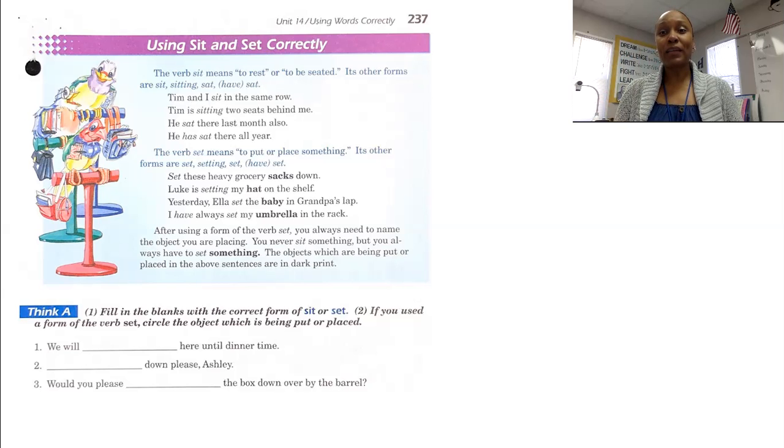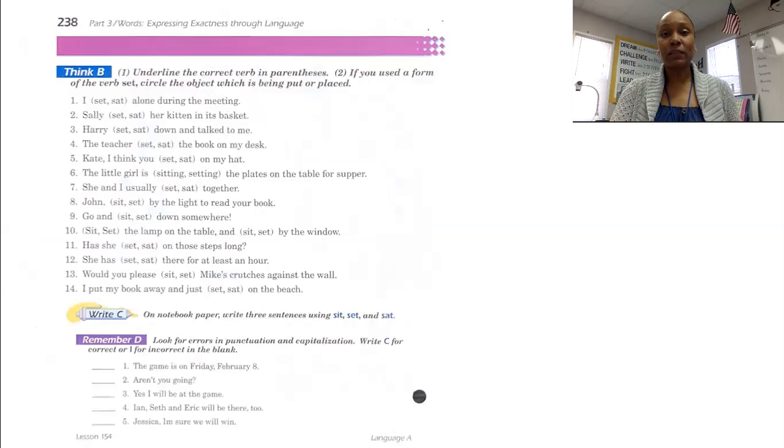As we move forward, I would like for you now to direct your attention to the next page, which is page 238, and we are going to look at Think B together. So first of all, in Think B, it was asking you to underline the correct verb in parentheses. The second thing it was asking you to do is if you used a form of the verb set, you are to circle the object which is being put or placed. So I want you to skip down to number 4 in this case. It says the teacher set or sat the book on my desk. Yes, the teacher set the book on your desk.